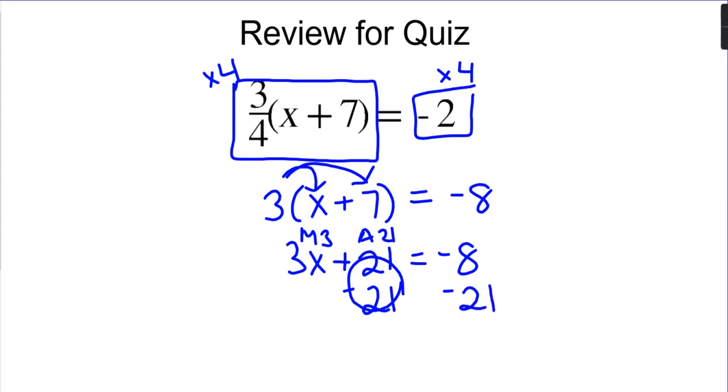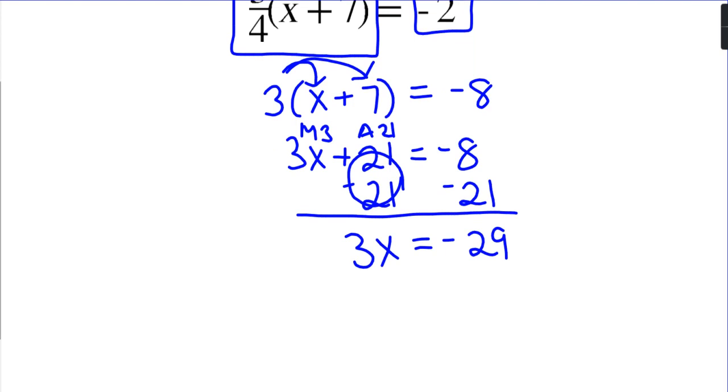Subtract 21. -8 minus 21, notice they're both negative, so it's going to be a much lower number, right? It's like adding 2 negatives, you got a big negative. So it's -29. And on the other side, I'm still left with 3 multiplied by x. And the last thing that I want to do is divide by 3. 3 divided by 3 is 1, so I just have 1x. And divide by 3 on the other side as well.